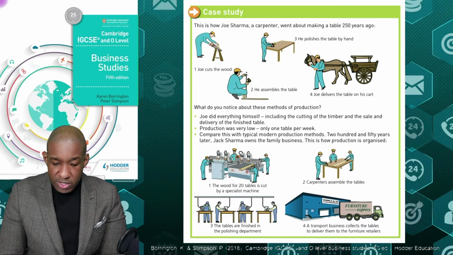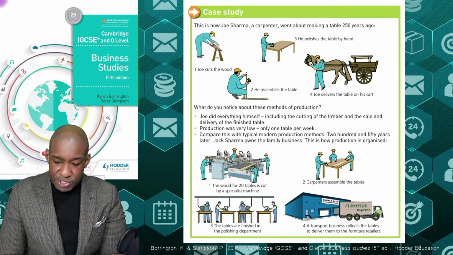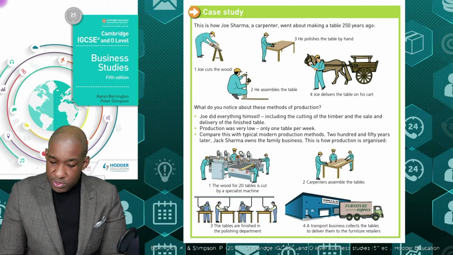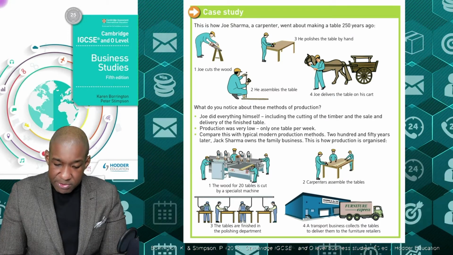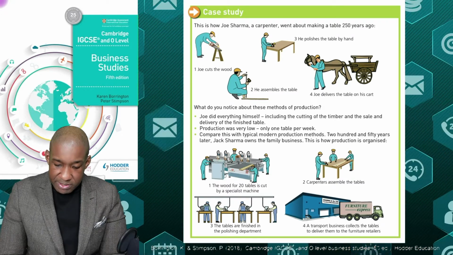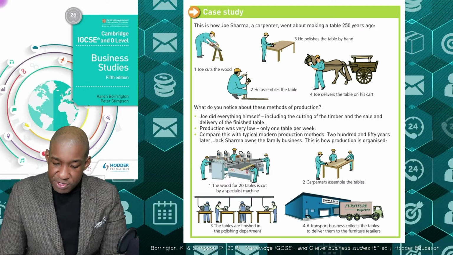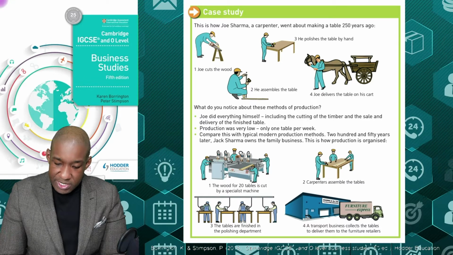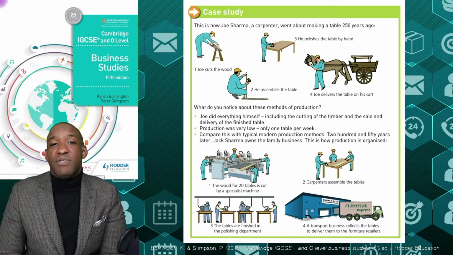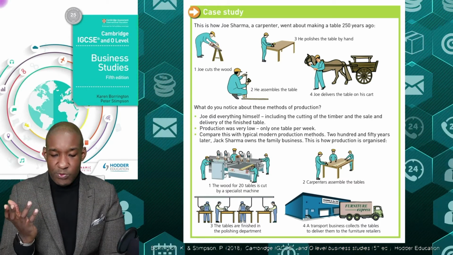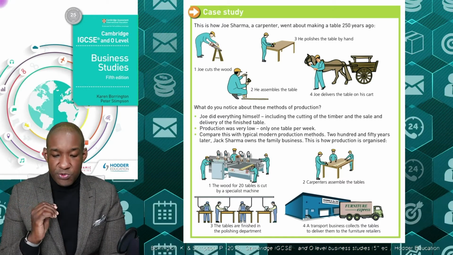1. The wood for 20 tables is cut by a specialist machine. 2. Carpenters assemble the tables. 3. The tables are finished in the polishing department. And 4. A transport business collects the tables to deliver them to the furniture retailers, which now allows them to produce multiple tables per week, whereas Joe can only produce one table per week.